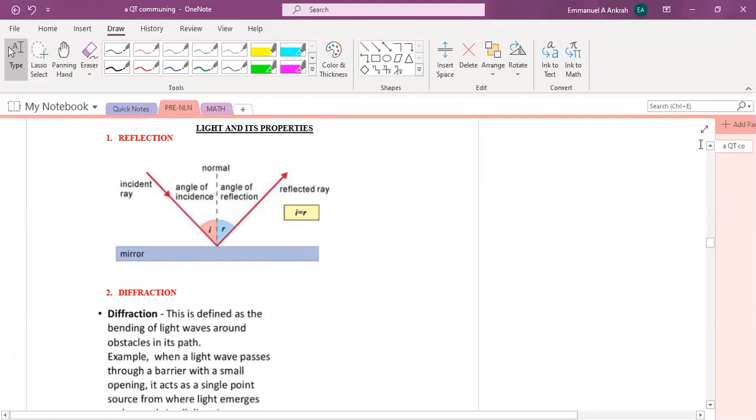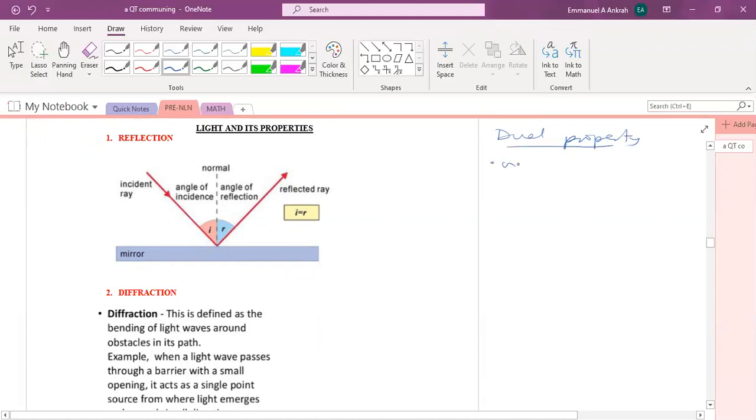All right, so the next one, we want to look at properties of light. Properties of light. Okay. Now, light has what we call both wave and particle properties. It can act like a wave. It can also act like a particle, right? So we saw the dual property of light.